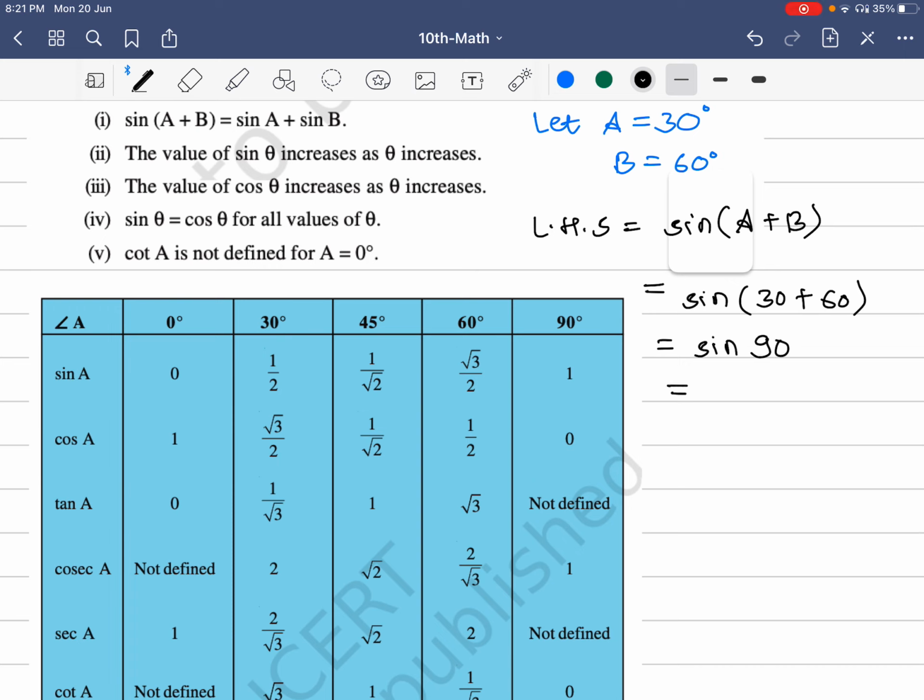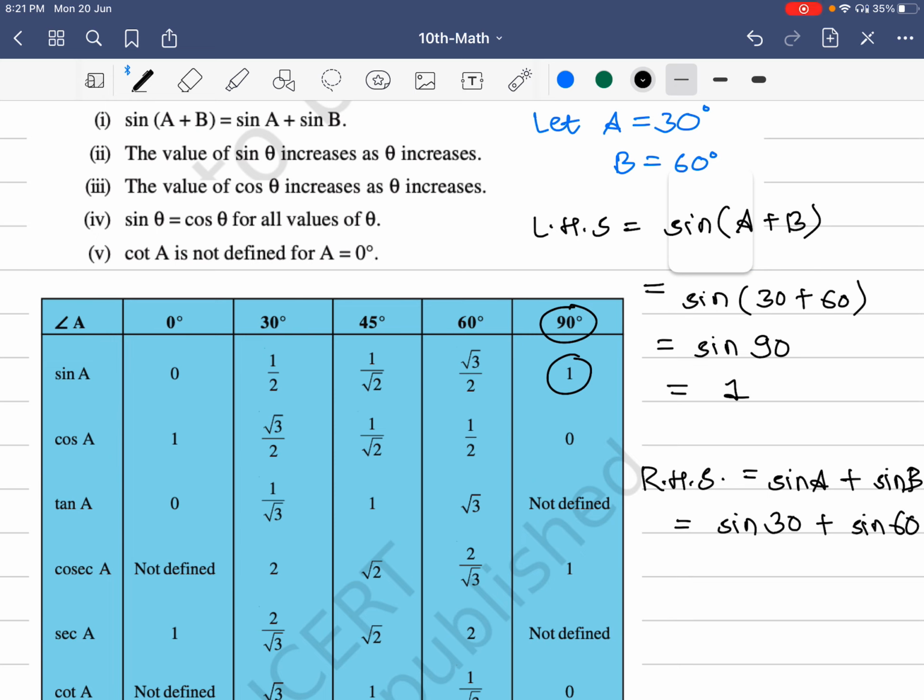And what is sine of 90 degree? Sine of 90 degree is 1. So left hand side is equal to 1. Now let's see what our right hand side is. Right hand side is equal to sine a plus sine b. And what is a? A is 30. And what is b? B is 60.